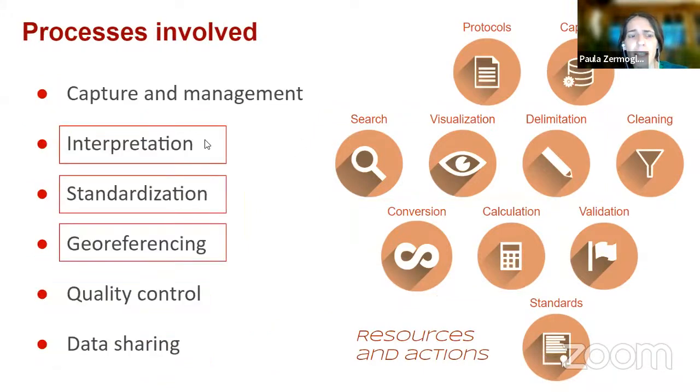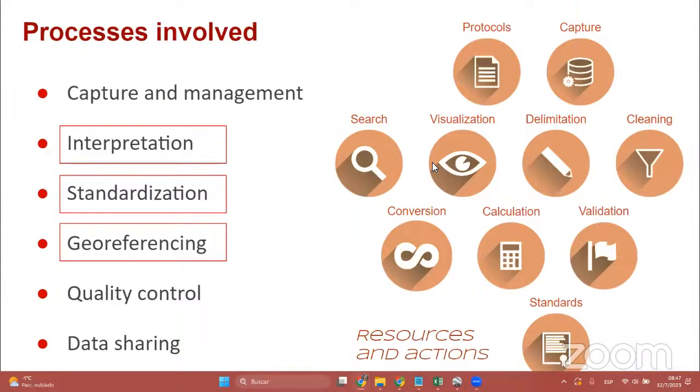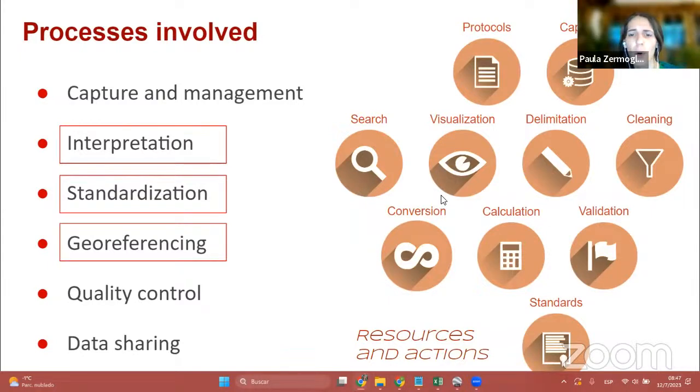These steps may include different kinds of actions and resources that we can use. Those actions go from search of the location, visualizing them, for example, on maps, delimiting the different features that those locations refer to. We may need to convert coordinates, and finally calculate the georeference, which means calculating also the uncertainty that is associated to a given location. And we can also validate georeferences or data that we have.